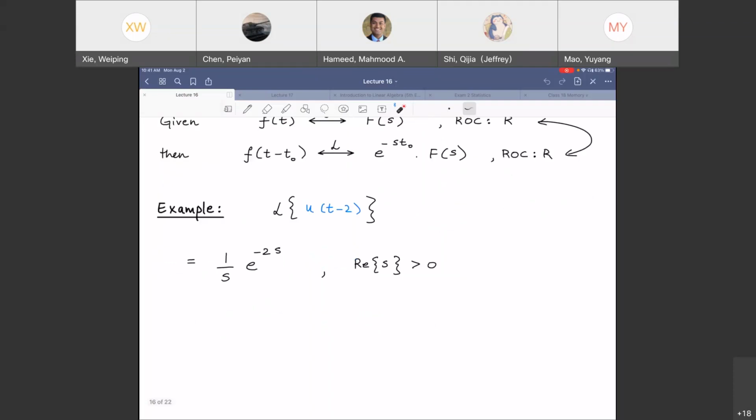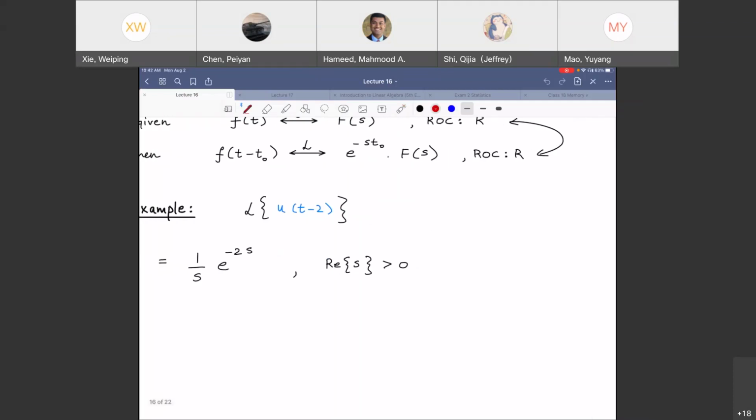Now, using that, let's try to find out the Laplace transform of u of t minus 2. So you have delayed the unit step by 2 time units. For u of t, we know the transform is 1 over s, right? So we can quickly write that down. For u of t, my standard pair that I'm going to use here is this, with real part of s greater than 0, right? So I'll use that.